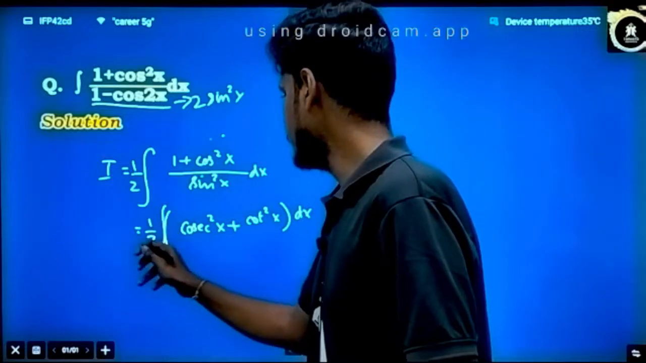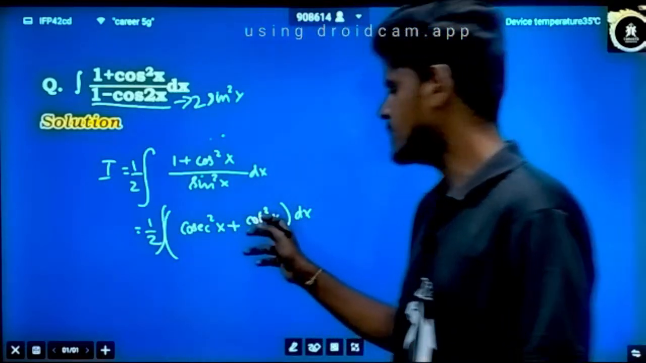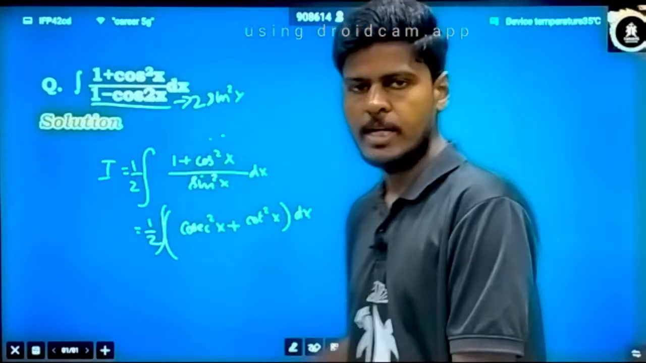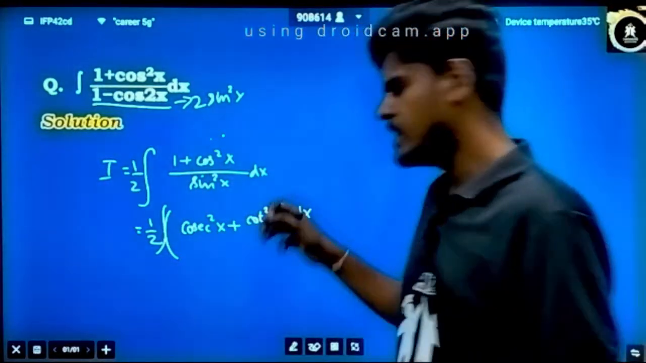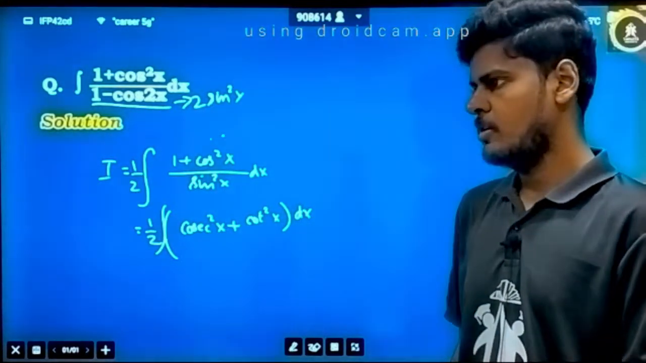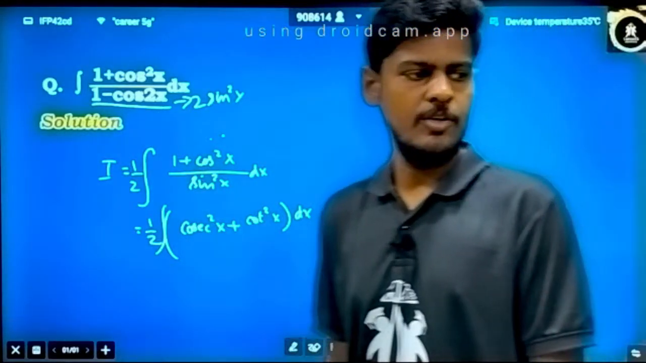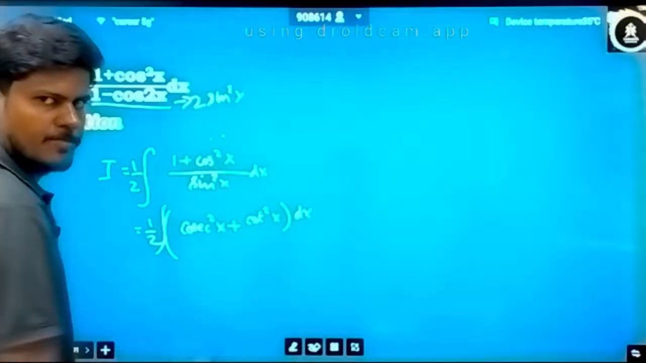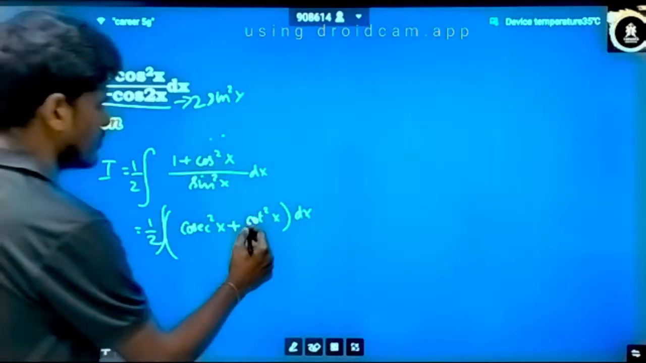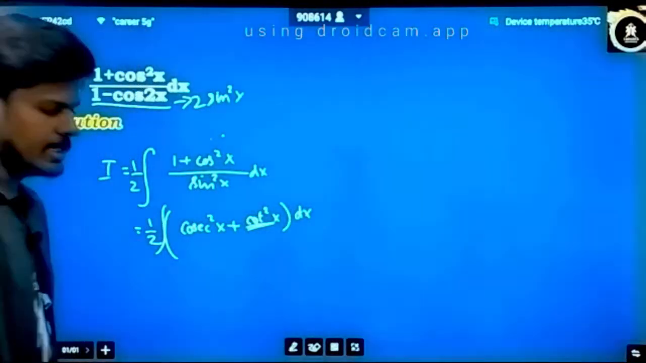Okay sir. Now we got cosecant square, and we can split this integral separately. Integral of 1 by 2 integral of cosecant square x plus cot square x. We already know the integral of cosecant square x is minus cot x. What is the integral of cot square x? We don't know the formula. We don't know the answer for this. Then what we need to do? Again we will simplify.